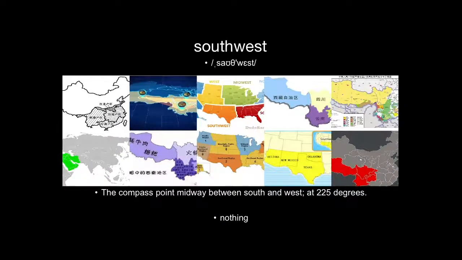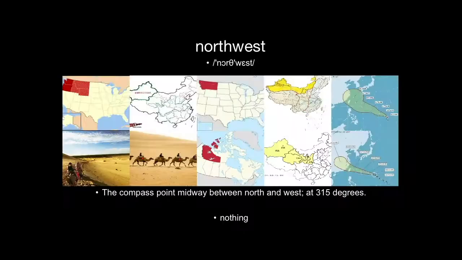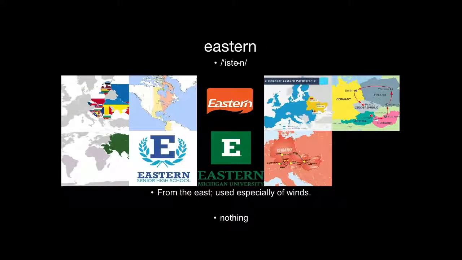Southwest, southwest. The compass point midway between south and west, at 225 degrees. Northeast, northeast. The compass point midway between north and east, at 45 degrees. Northwest, northwest. The compass point midway between north and west, at 315 degrees. Eastern, eastern. From the east, used especially of winds.